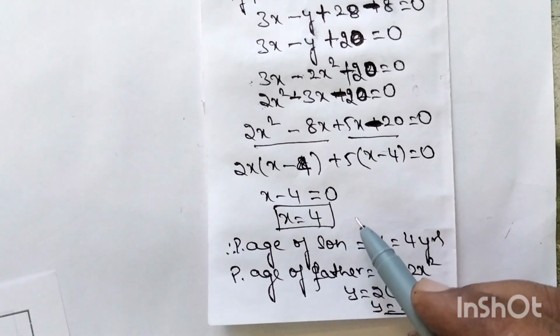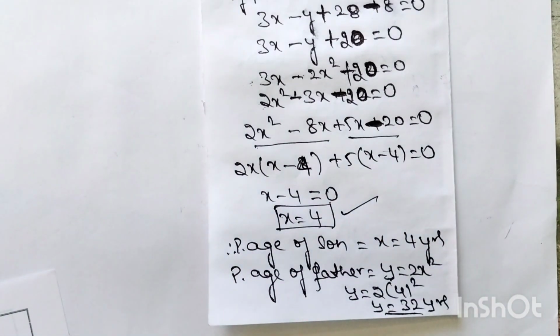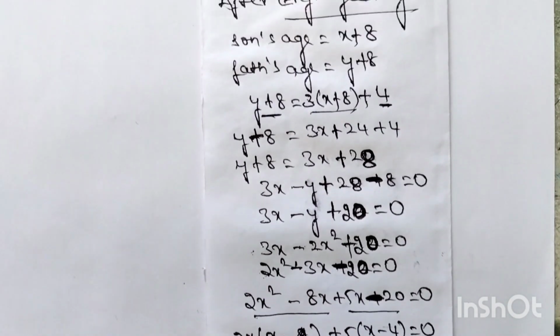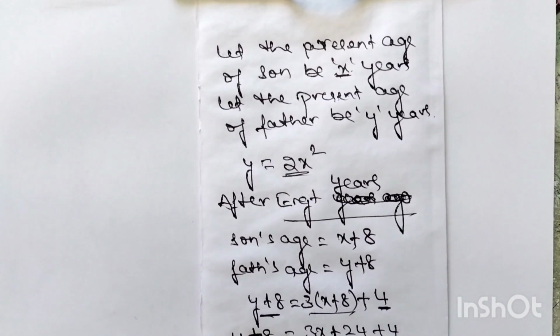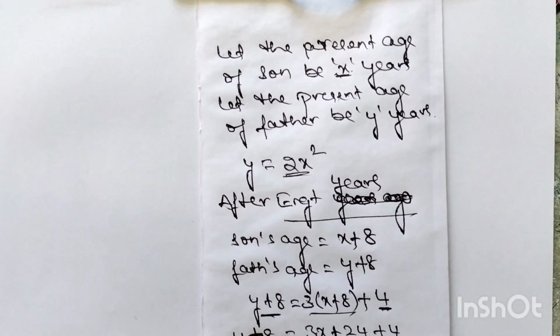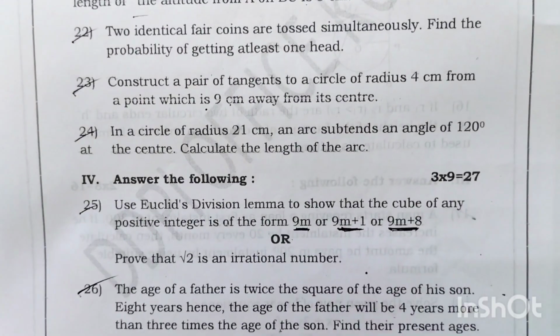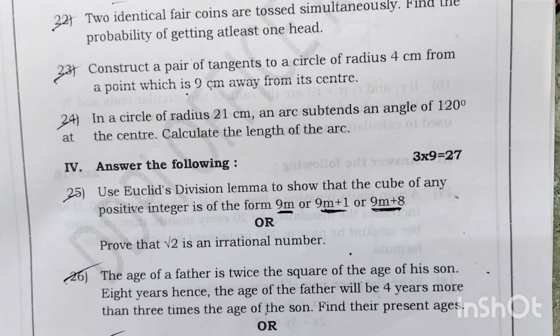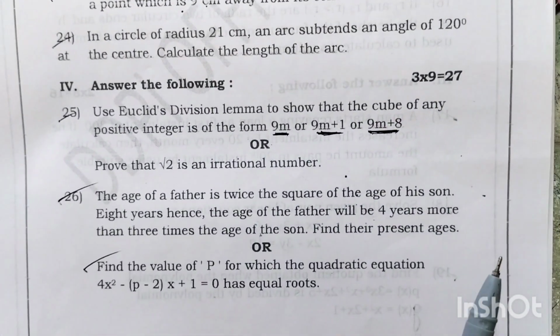So what is the present age of son? 4 years, and present age of father is 32 years. So like this we have to find out the present age of father as well as present age of son. After completing this one, we are going to solve the next optional internal choice question. That is, let us answer this question.